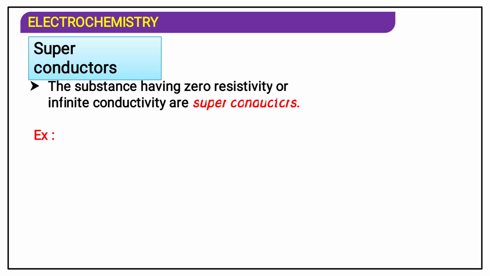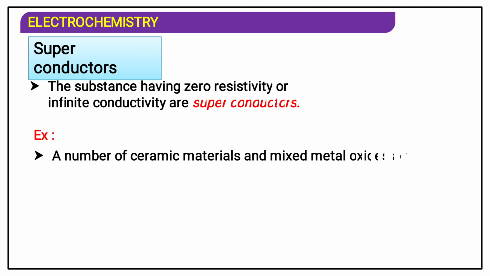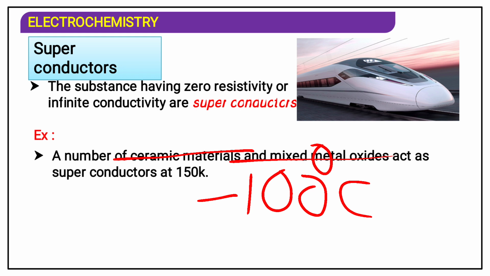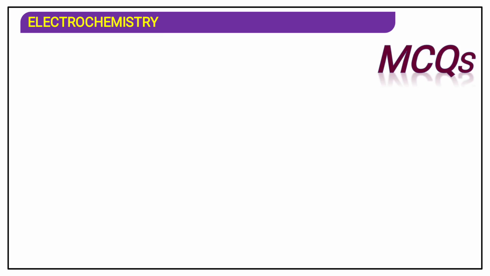So the examples are somewhat important. Many ceramic materials mixed with metal oxides act as superconductors even at 150 Kelvin. 150 Kelvin is nothing but around minus 100 degrees centigrade, as you know already. Not exactly, but around minus 100 degrees centigrade. So even at that much low temperature, these conduct electricity. Many ceramic materials mixed with metal oxides belong to superconductors. These superconductors are used for bullet trains and some other areas.